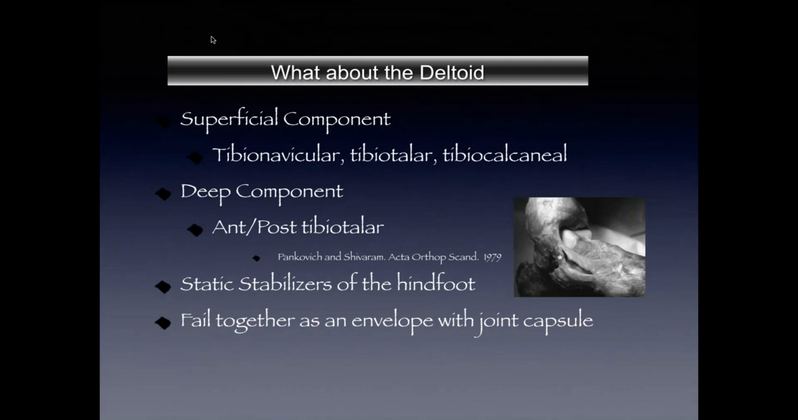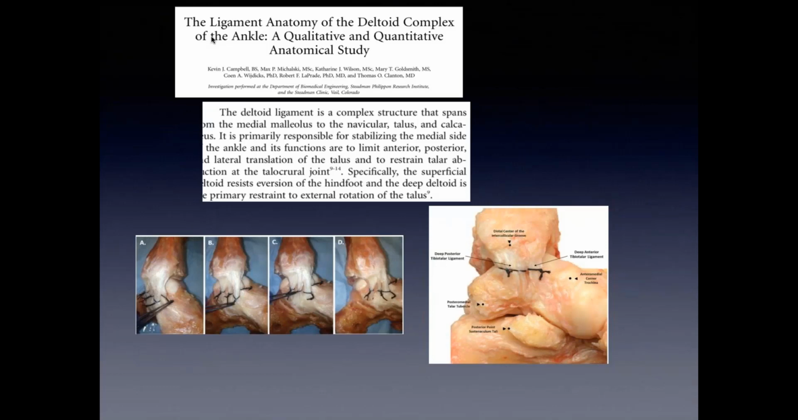The superficial component consists of the tibio-navicular, tibio-talar, and tibio-calcaneal. The deep component consists of an anterior and posterior tibio-talar. Again, this is a static stabilizer of the hindfoot, and it fuses together as an envelope with the joint capsule. So I think this is an extremely interesting anatomic study, and this was done by Canton and his colleagues out of Vail.